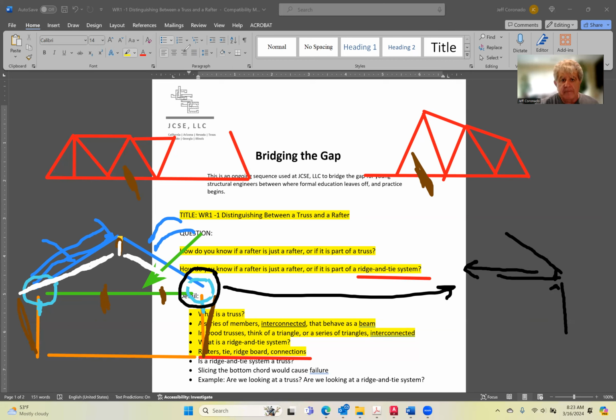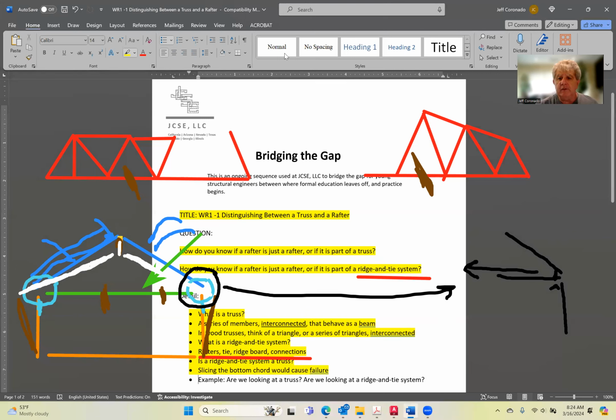Okay. Let's see. Is a ridge and tie system a truss? We've covered that. The answer is yes. A ridge and tie system is a truss. If we slice the bottom chord, does that cause failure? Absolutely, right? If we slice the bottom chord of the truss, whether it's a more conventional, more complicated truss, or whether it's a ridge and tie system, if we slice through this member or lose the connection between the rafter and the bottom chord, we'll have failure, right? That means the truss has failed.